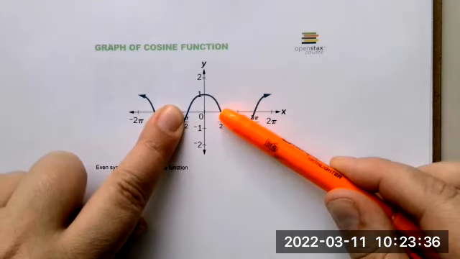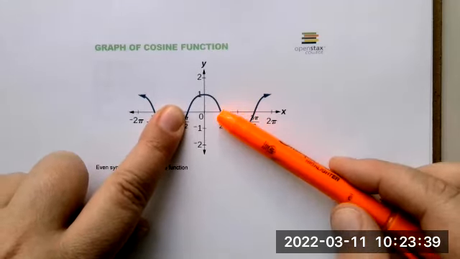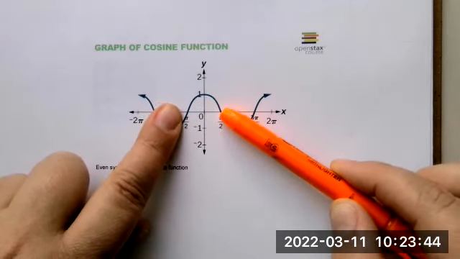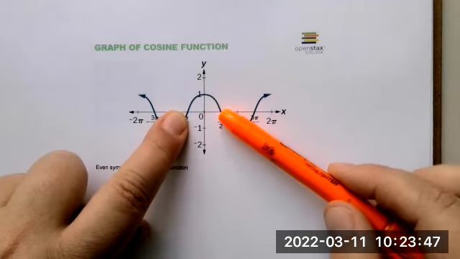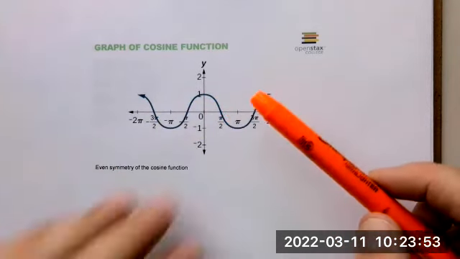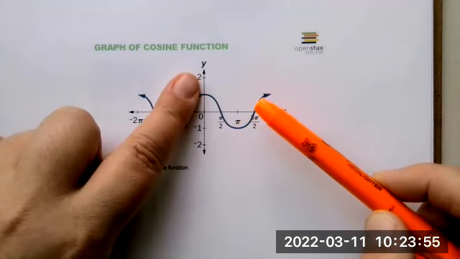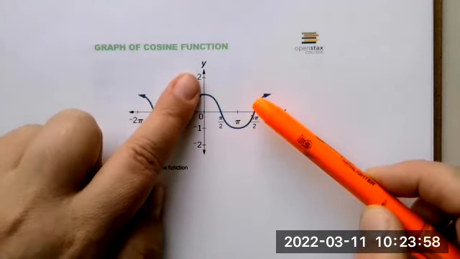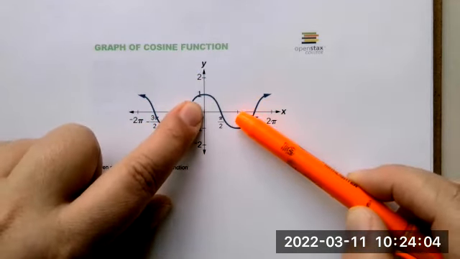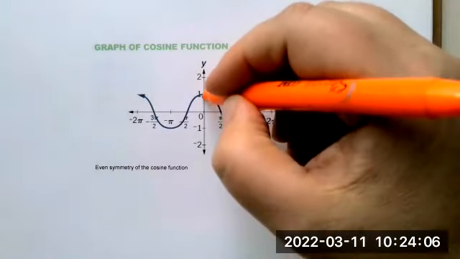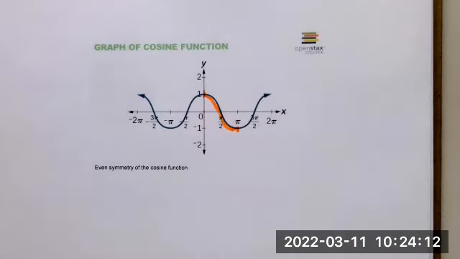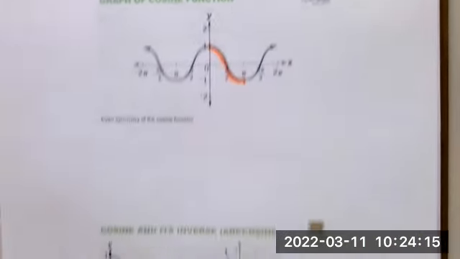But cosine function is an even function, so this interval doesn't work for the cosine function because it's not one-to-one on this interval. And that is the reason we're gonna pick a different piece. We're gonna pick a piece from 0 to pi. So we're gonna inverse this piece of the curve. Okay, so this is the piece that we're focusing on.